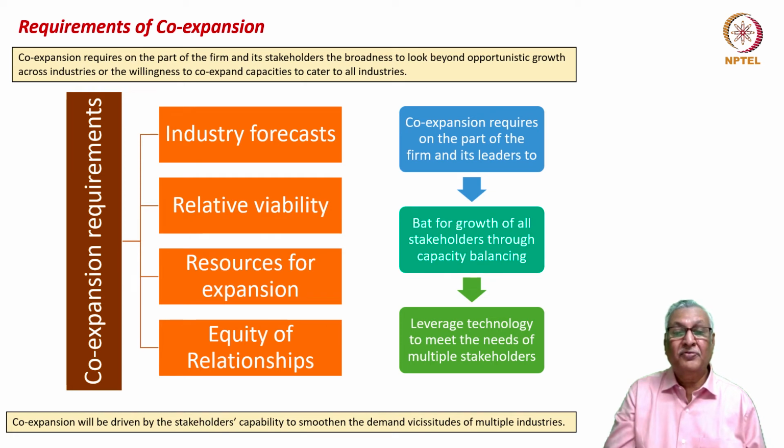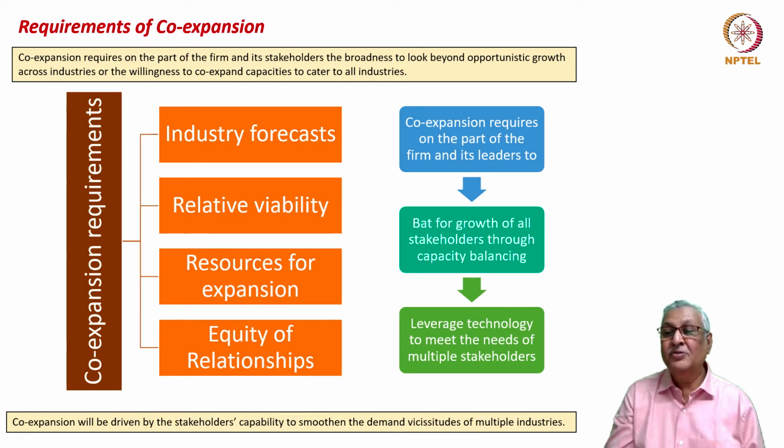Relative viability of different sectors need to be understood so that together they can raise the viability of the industry set. Resources for expansion must be found, and they will be found when the viability of the end industries is very much portrayed well, and the equity of relationships have to be established. When one core sector supports other peripheral sectors, the relationships must be equitable, not equal.